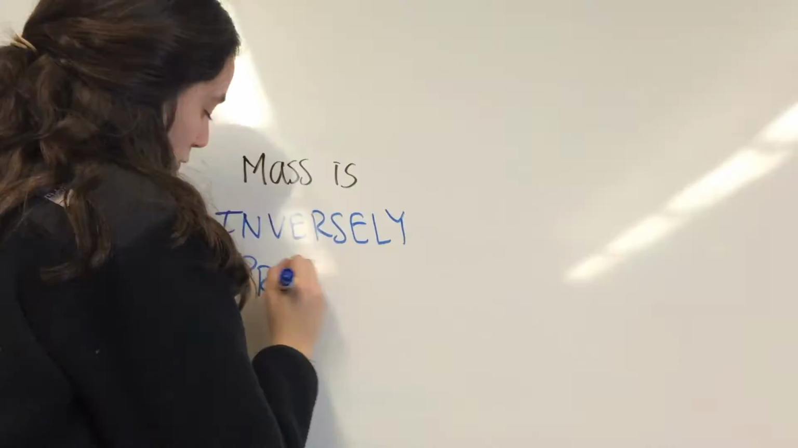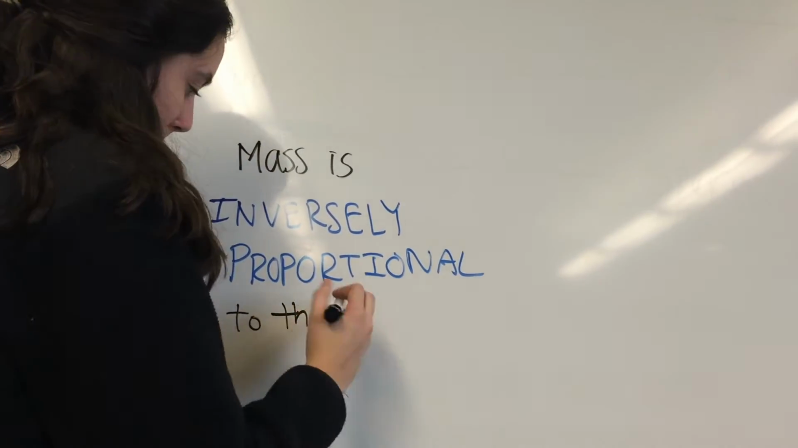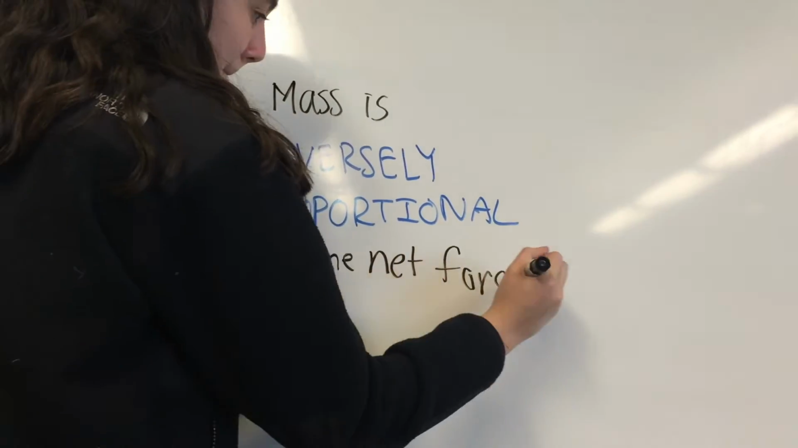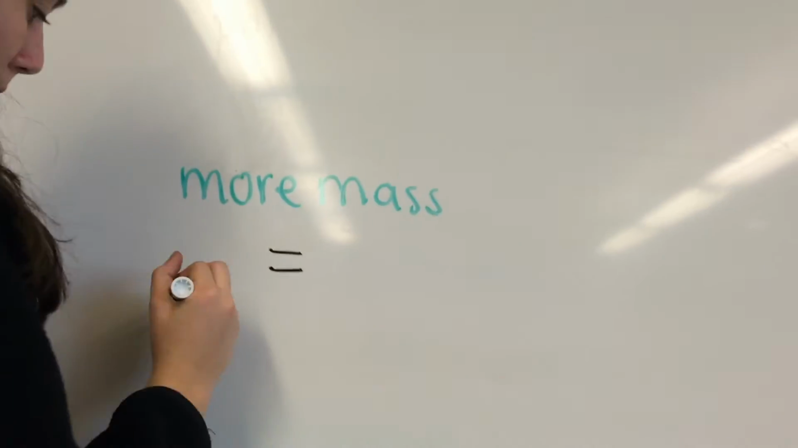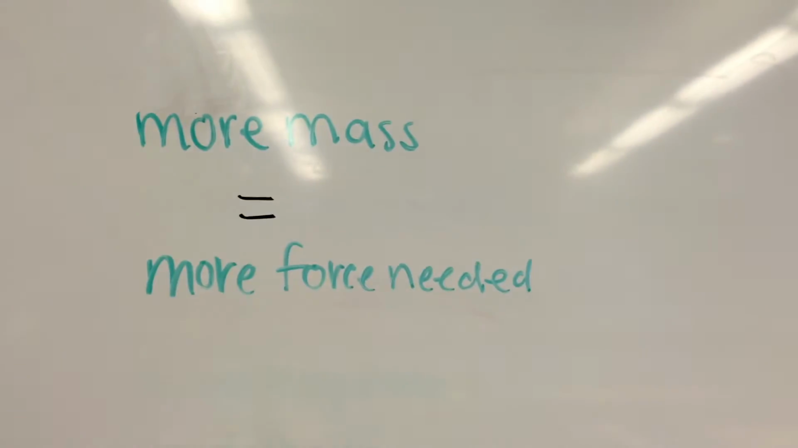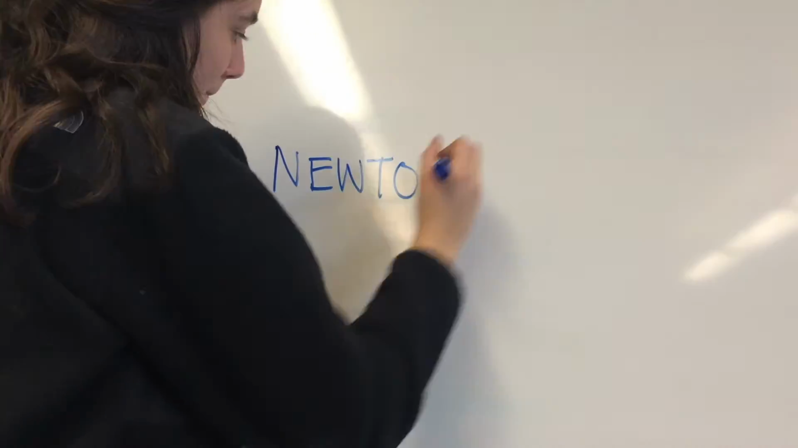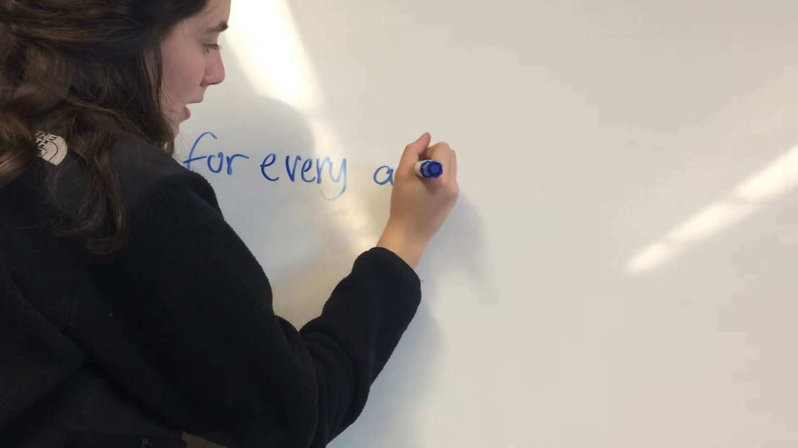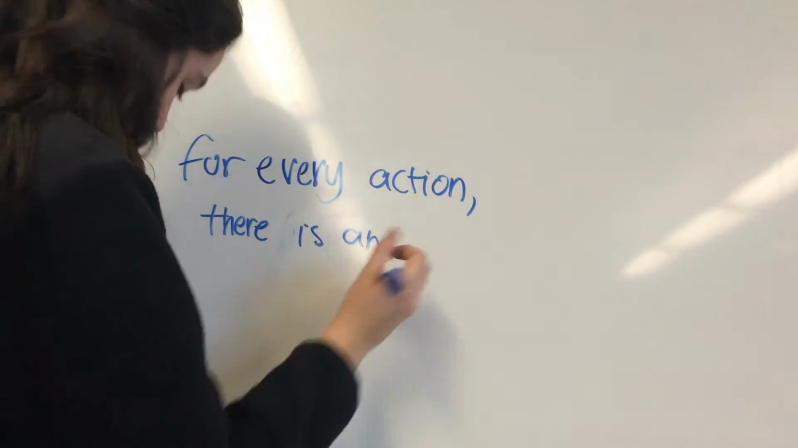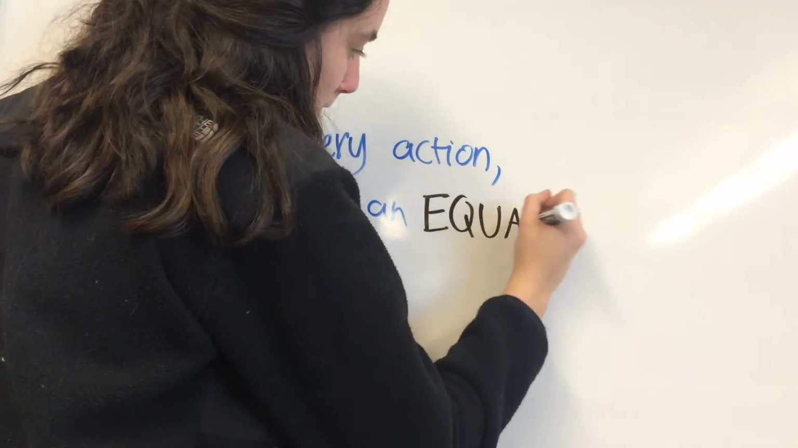Also, using the equation F net equals ma, we can see that mass is inversely proportional to the net force of an object, and because of that, more mass is needed to exert more force. Moving on to the last Newton's law, we will be talking about Newton's third law, which is that for every action there is an equal and opposite reaction, and the forces are of the same magnitude but opposite in direction.